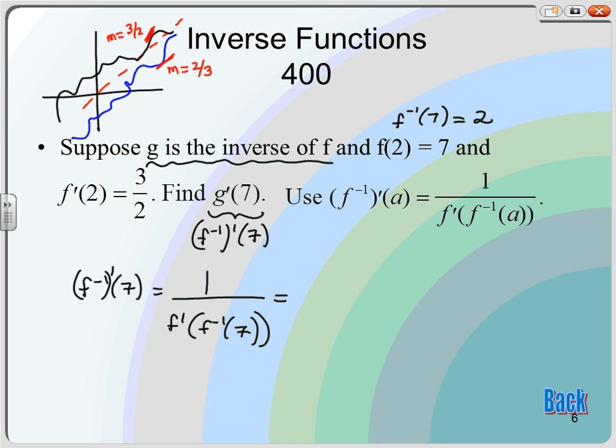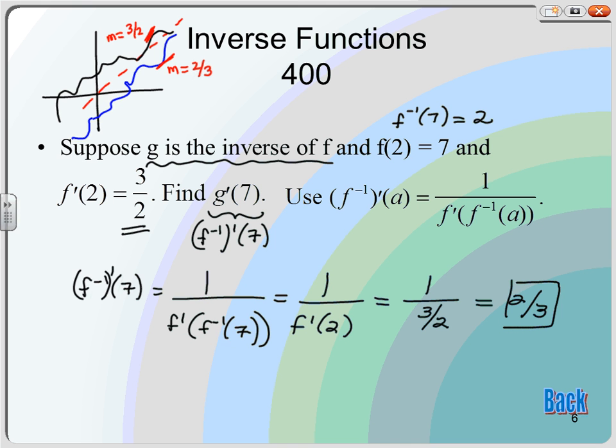Well, f inverse of 7 we just found, so it was 2. So I have 1 over f prime of 2. F prime of 2 is 3 over 2. That was our problem. So it's the reciprocal of 3 over 2, which is 2 over 3. So that's all there is to it. It's not bad at all.